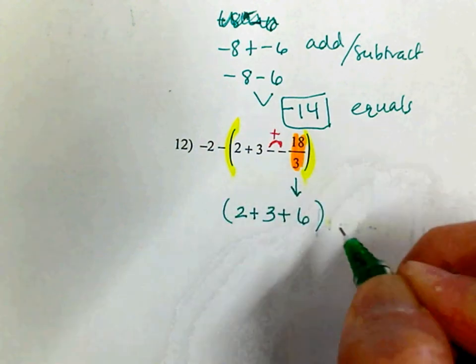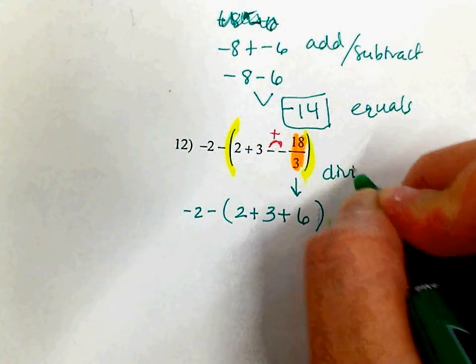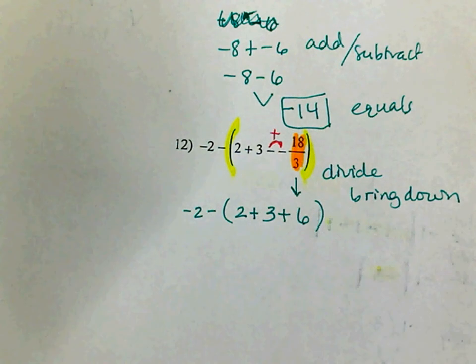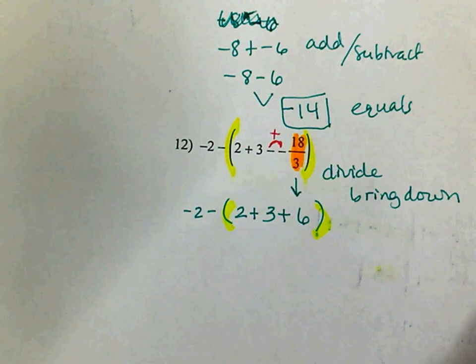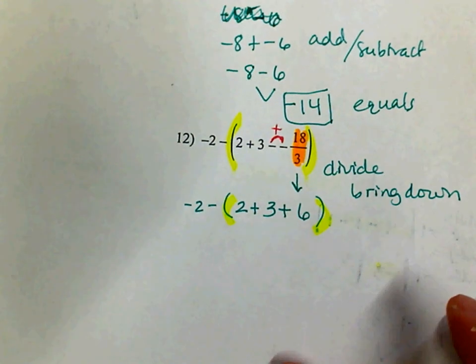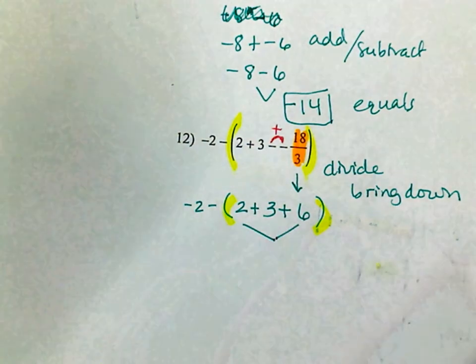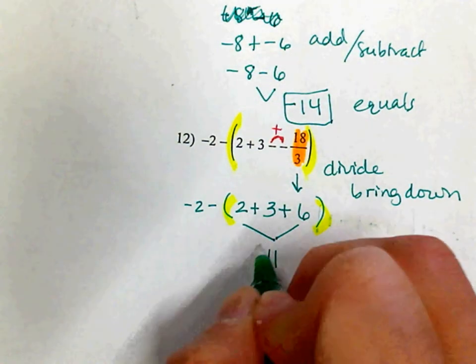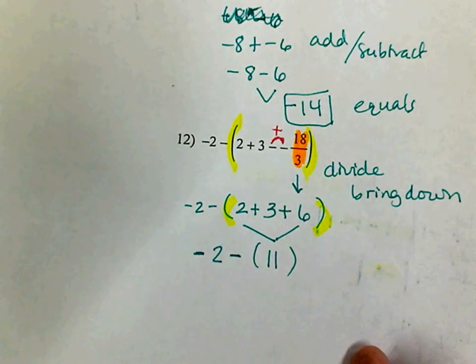Bring down your plus, bring down your 3, bring down your 2, put parentheses around it, bring everything else down. Okay, so you divide first, and then you bring down everything else. We still got parentheses, right? What do we need to do inside the parentheses? Add. Very good. So what is 2 plus 3 plus 6? 11. So I got parentheses. Bring down your minus, bring down your 2, bring down your minus. Okay? So you add parentheses. Add your grouping.